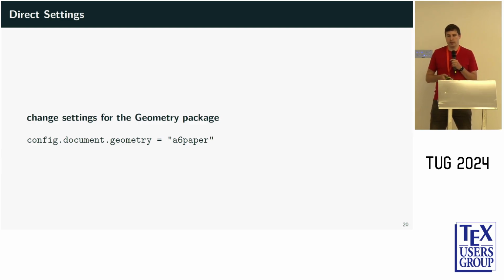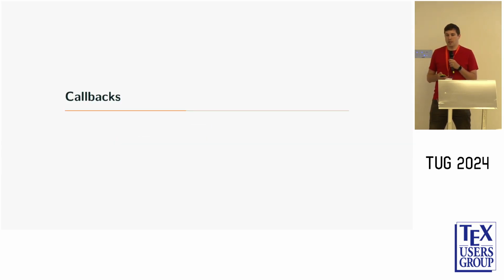So geometry can be used to change the configuration for the geometry package. But you don't need it, because by default it takes command line options. So this will overwrite the command line option, and so you should use it only if you want to add some page size that is not supported out of the box.